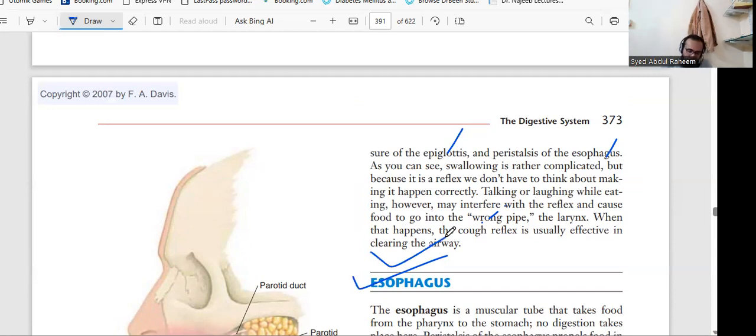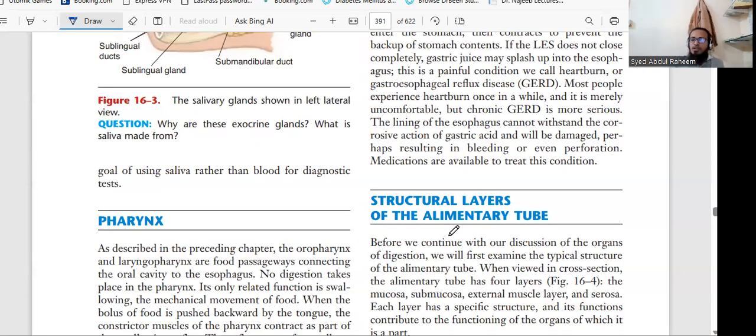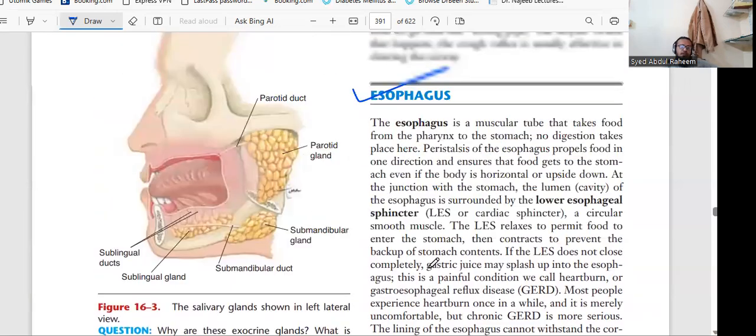So sometimes while we are eating, we talk too much. While talking, the food will enter into the wrong pipe, not the esophagus. It will enter into the air pipe, the larynx. So what will happen at that time? The cough reflex will happen to remove it. Okay, this is the function of the pharynx. Swallowing is that complicated, but due to the medulla oblongata, the work is done very easily. Okay, so understood pharynx.